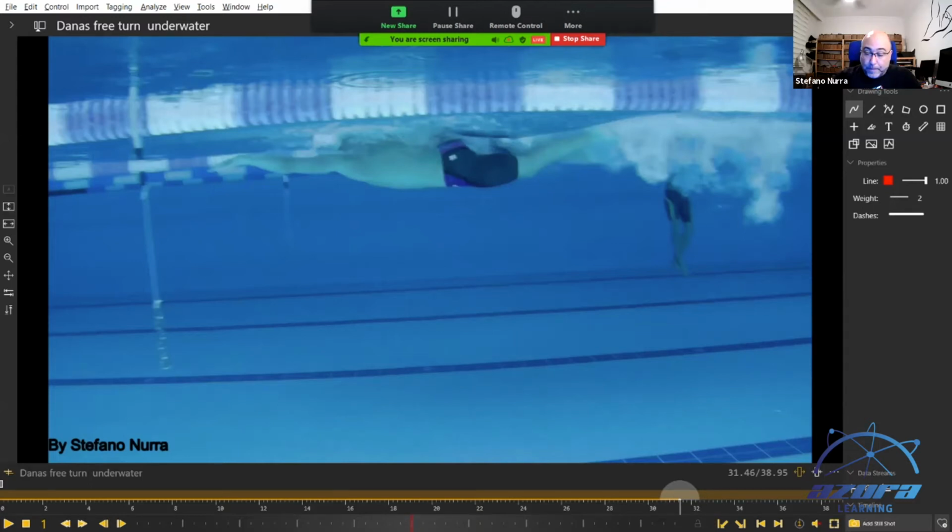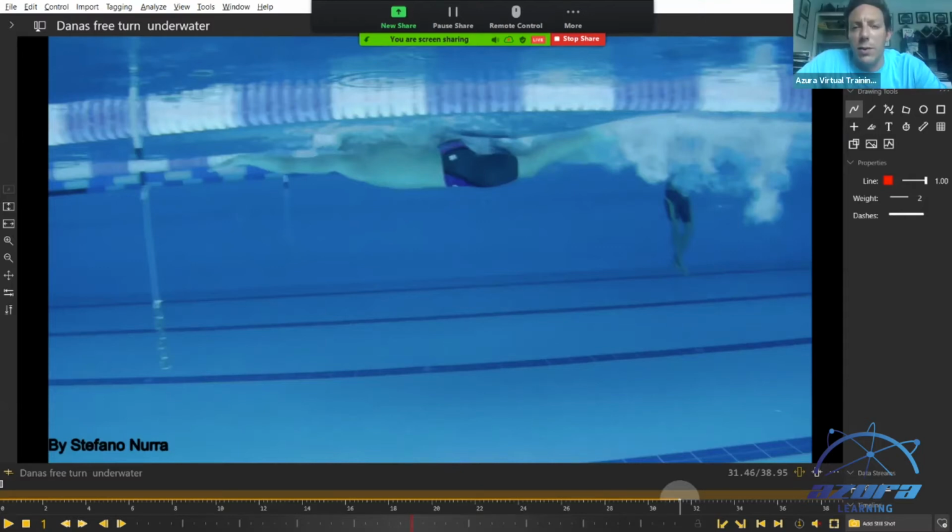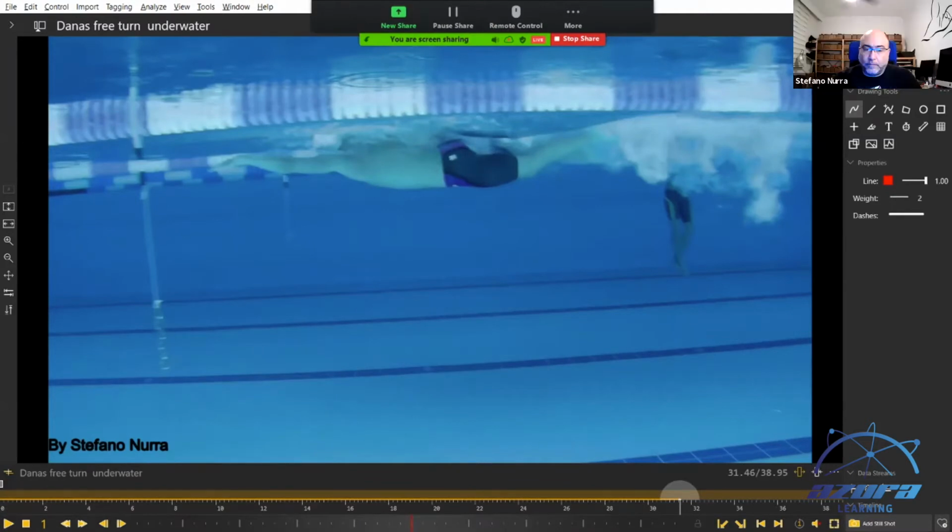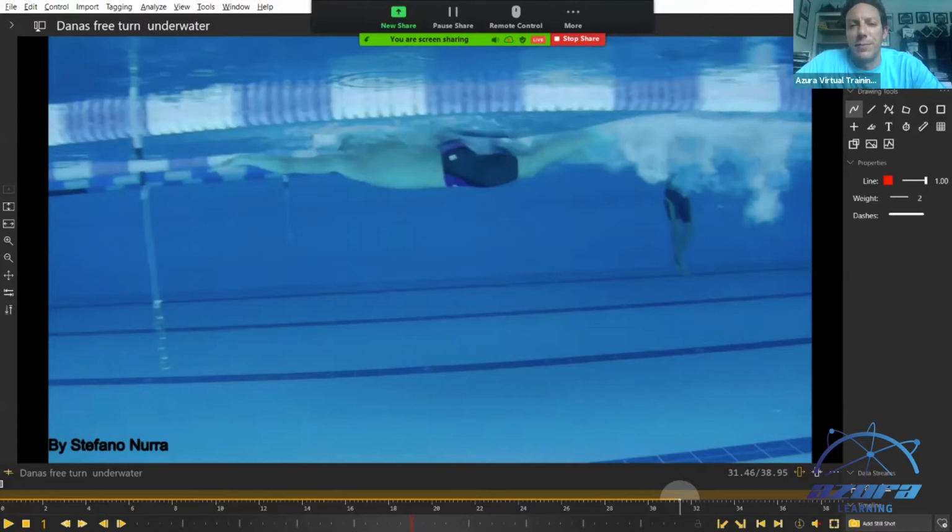Sorry. Gianluca, maybe you say 3? Yes, so we have another one. Is asking what type of exercise you can do on land to work on the improvement of the turn.